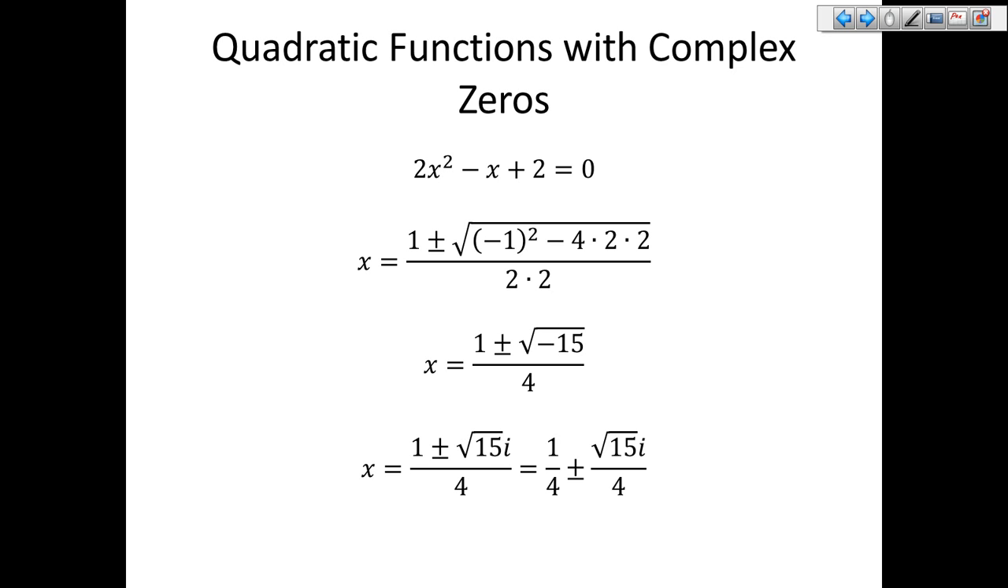Now we've talked about how to deal with that with imaginary and complex numbers, so I deal with that negative inside the square root by using this i. The square root of 15 doesn't get any simpler, so I just leave it like that. And really, because complex numbers should be a real component plus or minus the imaginary component, I split it up into two fractions. Basically, I distributed that 4. So I get for an answer 1/4 plus or minus the square root of 15 over 4i.